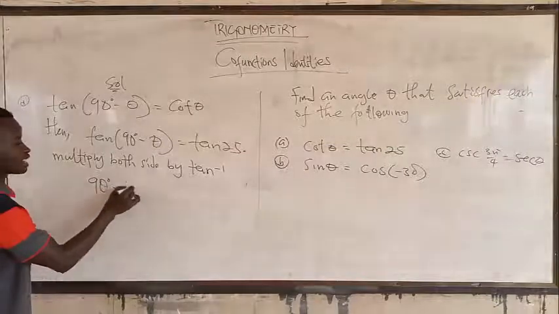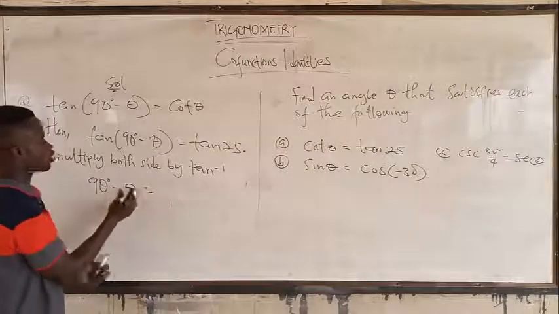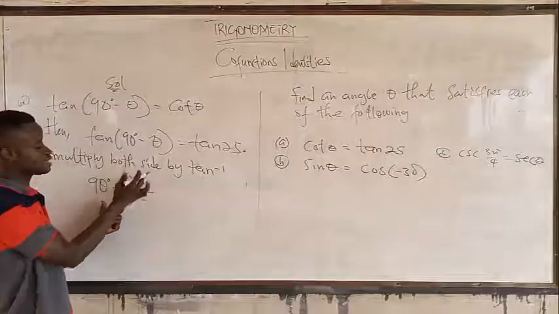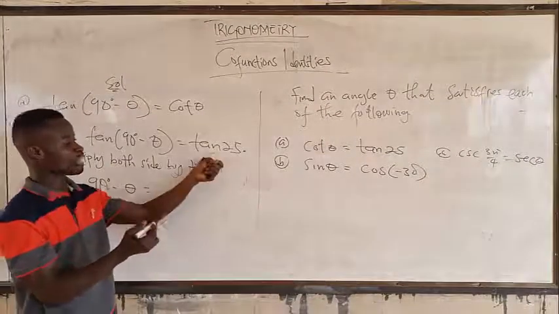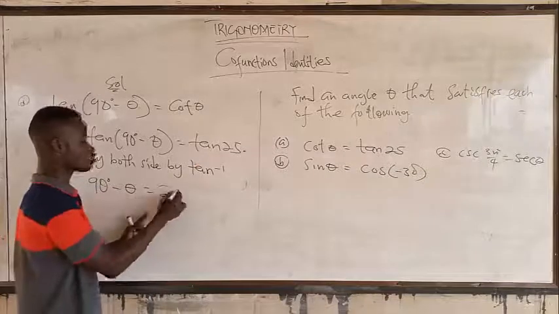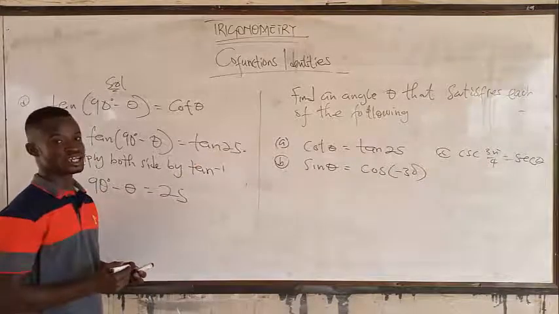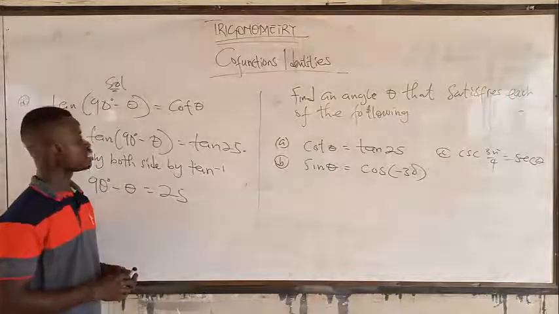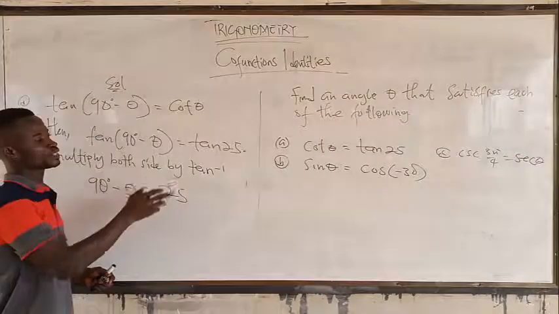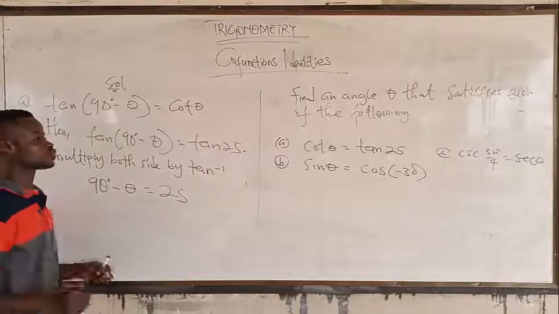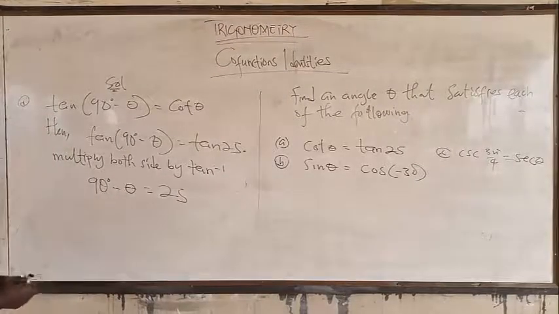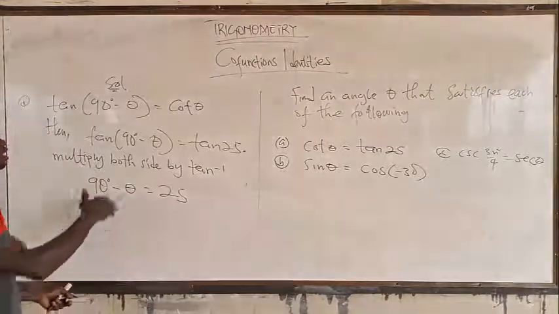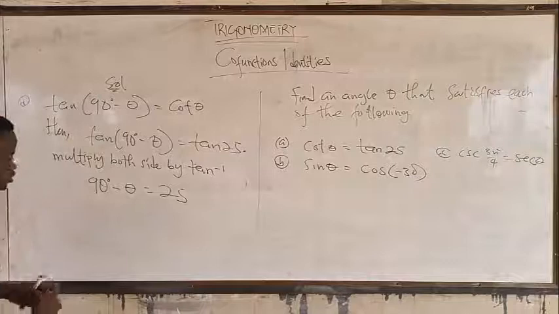When you multiply both sides by tan inverse, you get 90 degrees minus theta, because on this side you will be left with the argument, which is 90 minus theta. On the other side, you will be left with the argument, which is 25. In another way, you can say, let's divide both sides by tan so that it will clear up. Because we haven't done tan inverse, maybe you're not getting this. If you're not getting this, just divide both sides by tan and go your way.